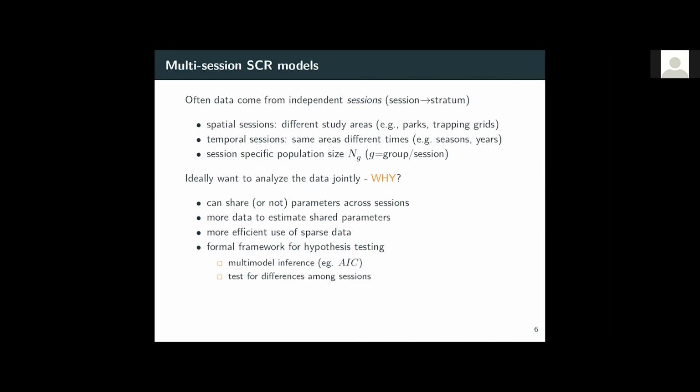Because we're working in a likelihood-based analysis here, we can use things like AIC to compare models and to formally test for differences among sessions. So are there temporal trends, or is there temporal variation? Are there differences in density or space use or detectability over space or over time?